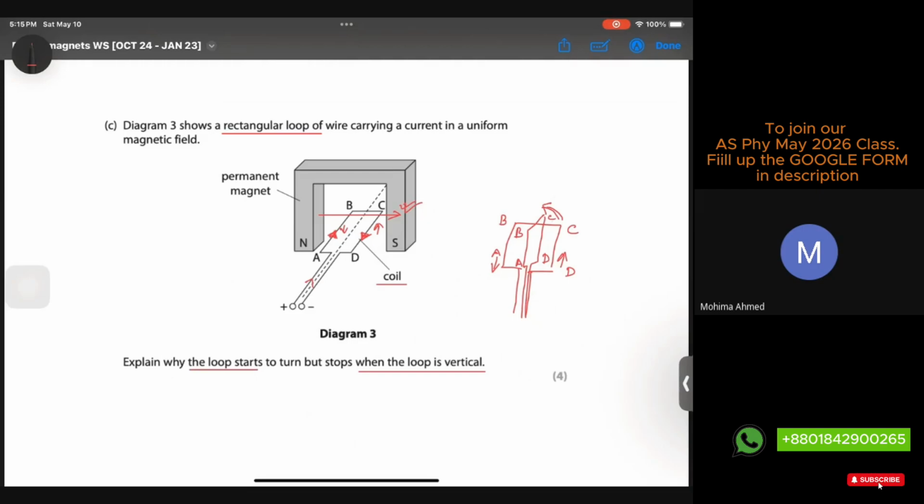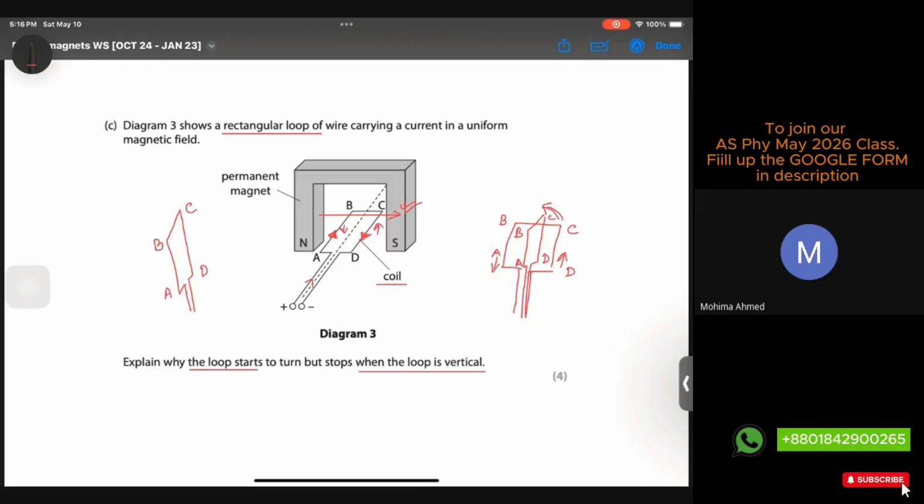But there's actually a problem. Usually for generators or the motor effect, we have split rings and brushes, carbon brushes and a split ring commutator. Those are responsible for swapping the direction of the current. So after a 90 degree anti-clockwise rotation, this is how the field lines would look and this is how the loop would look. This is your A, B, and CD.